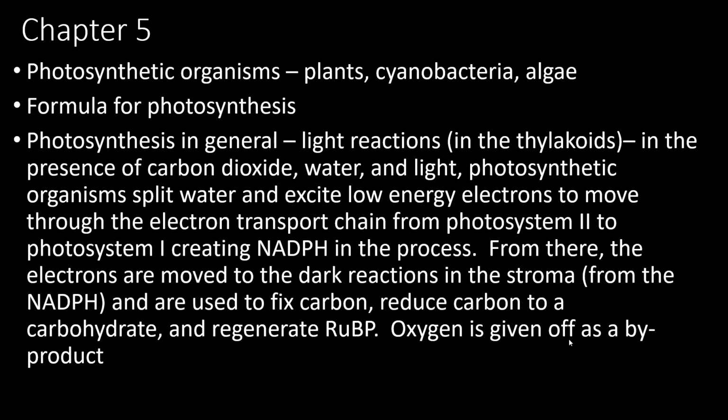We'll see the first thing is we have to fix the carbon because carbon is a gas, so we got to hold on to it. We then reduce the carbon into a carbohydrate, and then we regenerate the RUBP, which allows us to then fix carbon again. This is known as the Calvin cycle. So oxygen is given off as a byproduct, as well as creation of a carbohydrate or sugar.